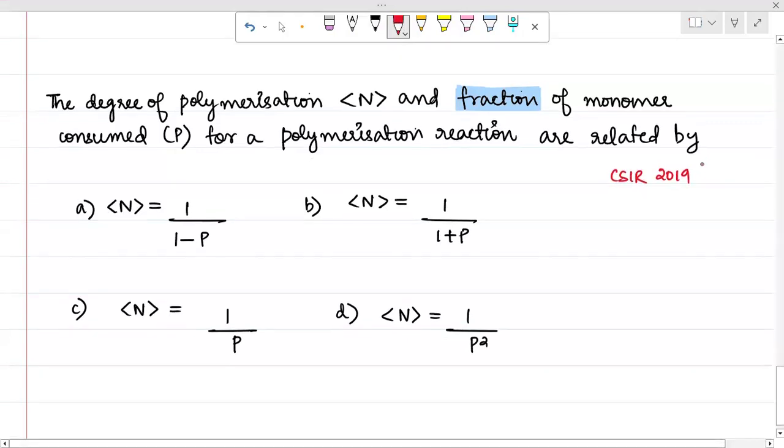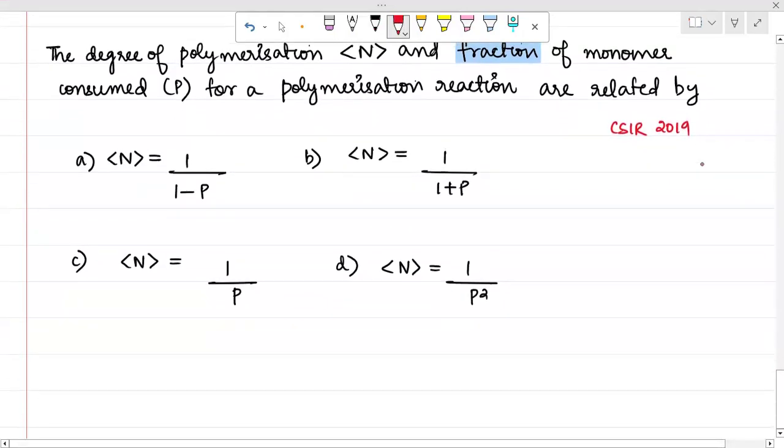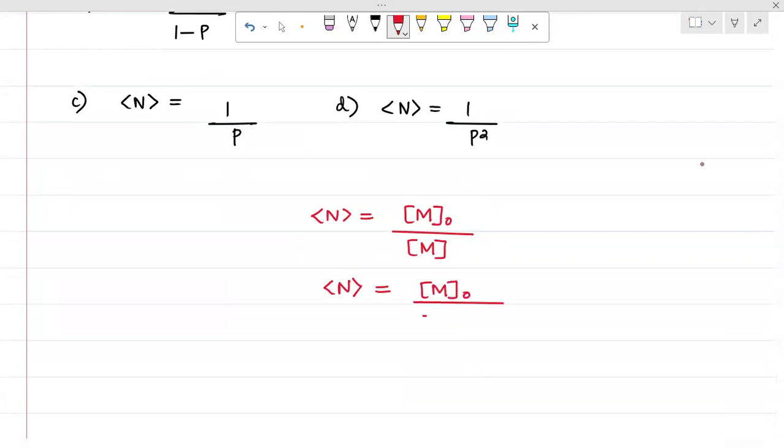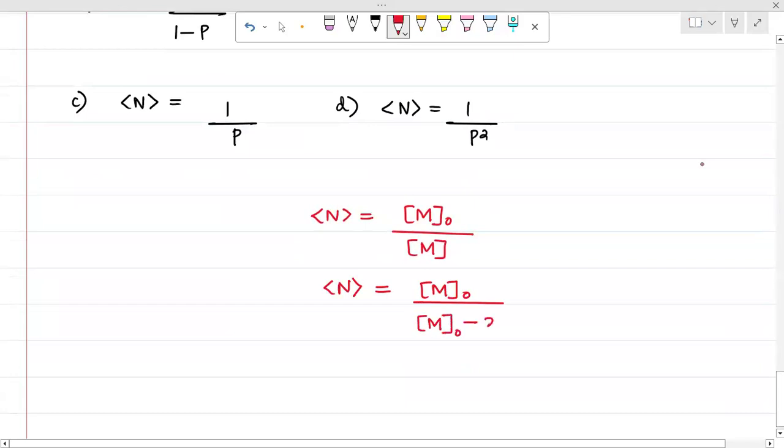What is degree of polymerization, first of all? We'll start from what we know. Degree of polymerization is the initial concentration of the monomer divided by the final concentration of the monomer. What is the final concentration of the monomer? The final concentration of the monomer is the initial concentration of the monomer minus the amount of monomer consumed.